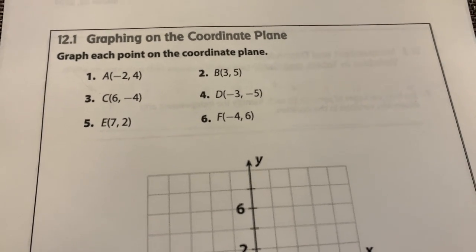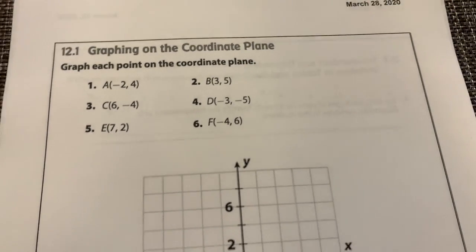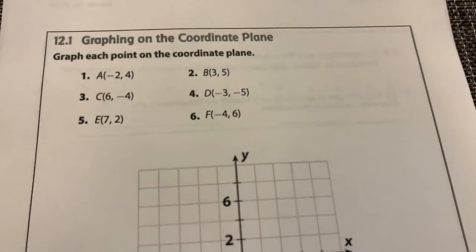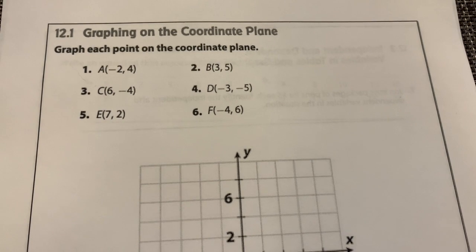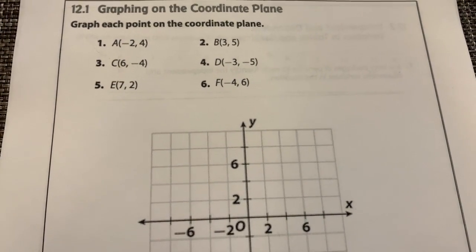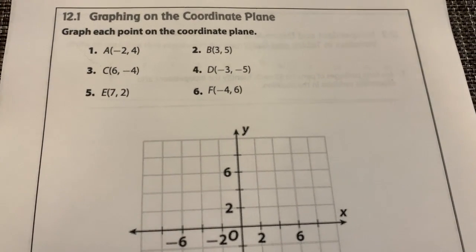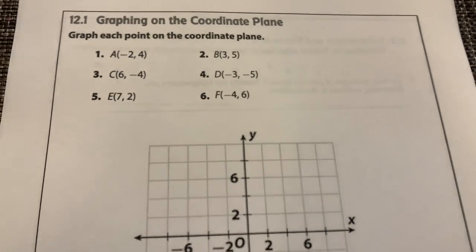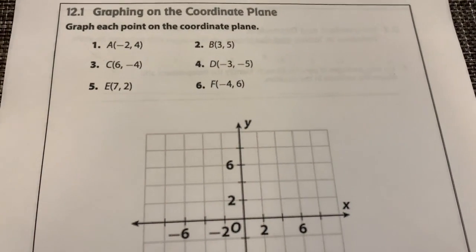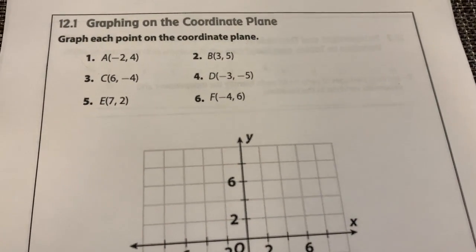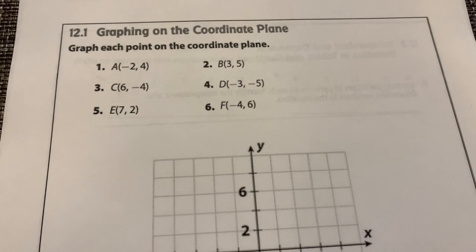So for lesson 12.1, the first thing that we talked about was graphing on the coordinate plane. So for the first lesson to wrap up, I'm going to have you graph each of these points. And the only other thing that I'd like for you to do is next to each one of these points, I would like for you to tell me which quadrant each one is in. Which quadrant, okay? Ready, set, go.